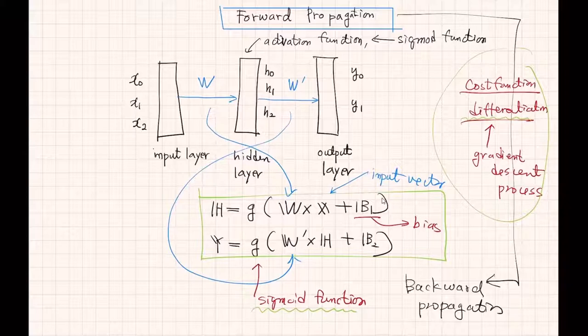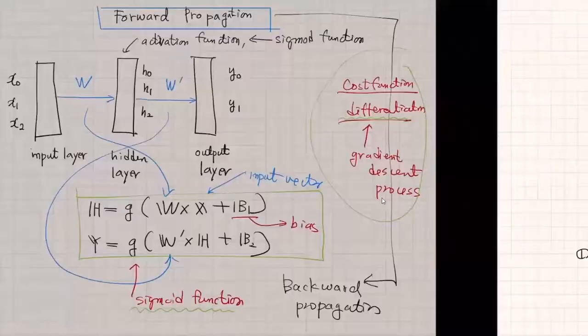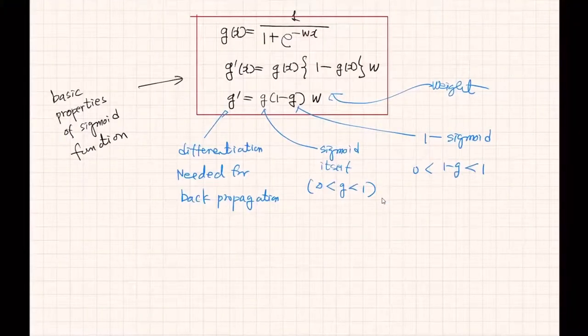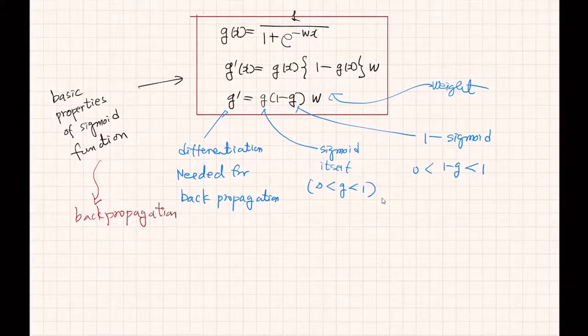During the gradient descent, you should be able to derive mathematically the differentiation of the cost function as well as the activation function. That's why I spent some time to derive the derivative of the cost function. And this one is needed for back propagation. That's why I'm starting with the differentiation of the sigmoid function at the start of the backward propagation. Now, the most important part of the DNN process.